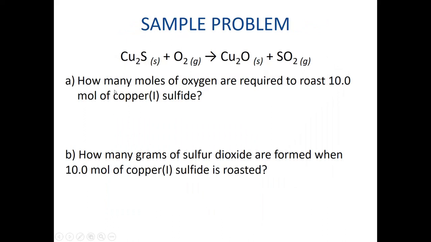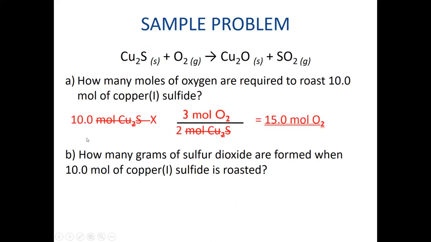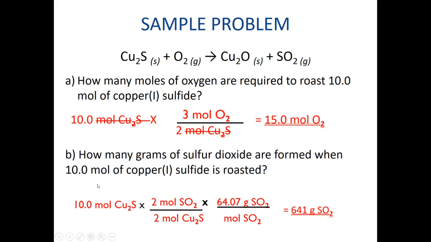For example, here the question asks you to calculate how many moles of oxygen are required to roast 10 mole of copper sulfide. And question 2 is how many grams of sulfur dioxide are formed when 10 mole of copper 1 sulfide is roasted. So 10 mole of copper sulfide times 3 mole of oxygen divided by 2 mole copper sulfide. Then you get 15 mole oxygen. Basically, you need to balance the stoichiometry first.